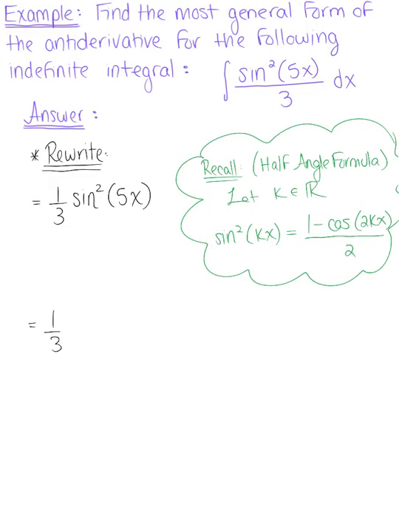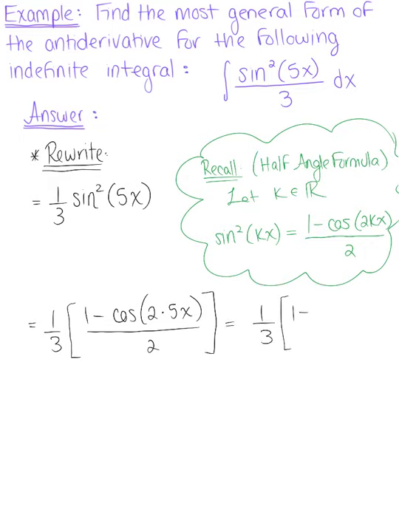So I'll still keep this 1/3 out in front, and we're going to rewrite sine of 5x squared as 1 minus cosine of 2 times 5x, all divided by 2. And so this is 1/3 multiplied by 1 minus cosine of 10x, all divided by 2.